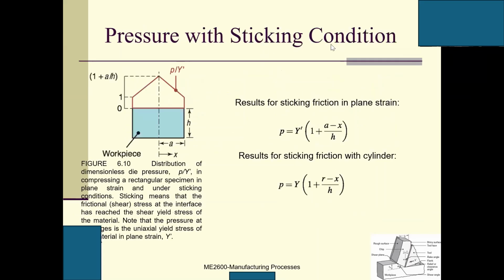And with the sticking condition, P over Y prime. I don't know why this author sometimes uses Y prime and sometimes uses Y, but we should know they are the same: the yield strength. The results for sticking friction in plane strain and for the cylinder use different equations. Y prime is for the plane strain, and this Y here is used for the cylinder, but for bulk material it should be the same.